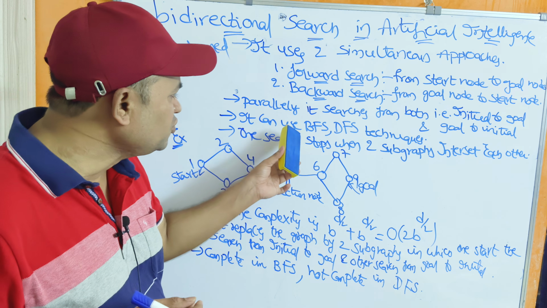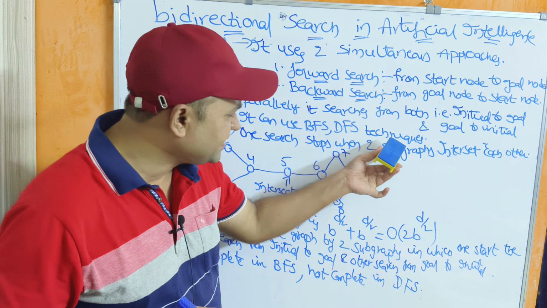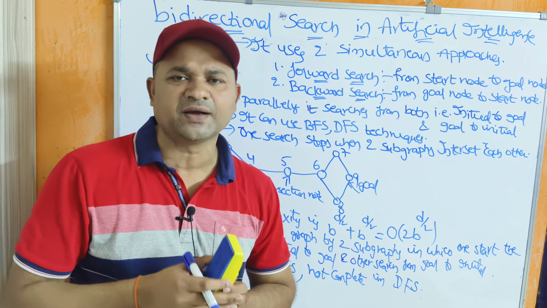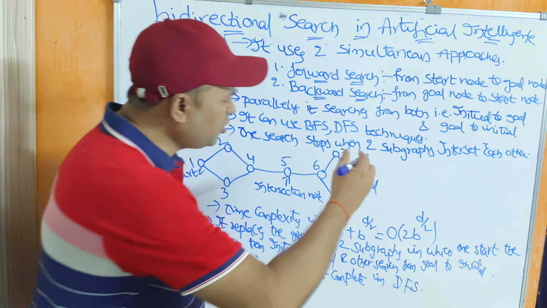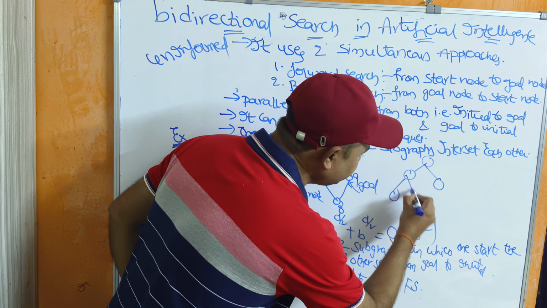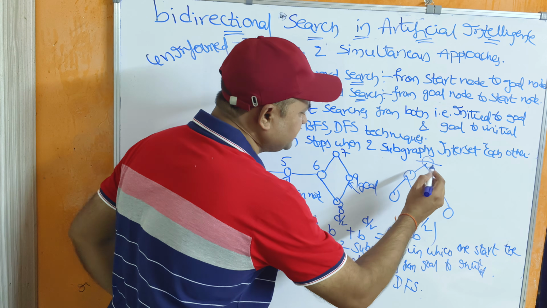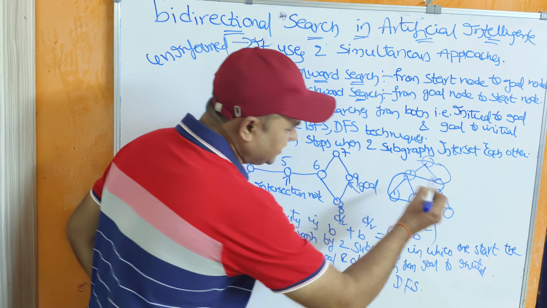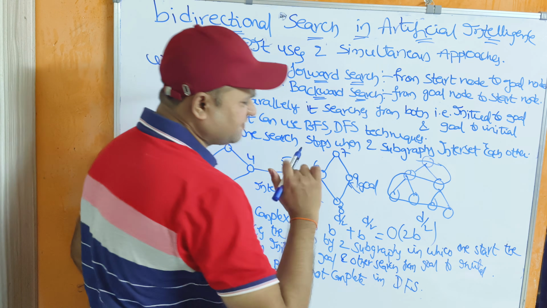Bidirectional search can use the breadth first search algorithm, BFS, or depth first search technique. So in bidirectional search we can use either BFS, breadth first search, or depth first search, DFS. We know about BFS. Let us take this tree. BFS means level by level search. First the node at level 0 will be visited. Next the nodes at level 1 are visited. Next the nodes at level 2 are visited. So this is level 0, this is level 1, this is level 2.